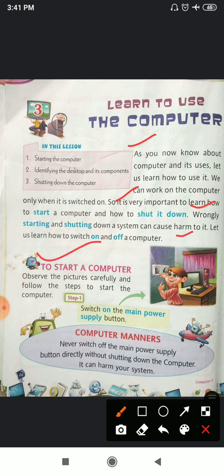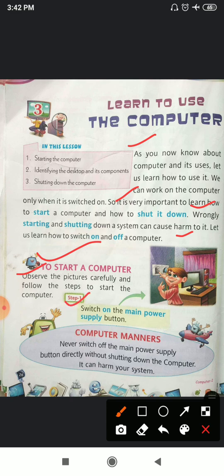So let us learn how to switch on and off a computer. First of all, to start a computer. So first of all, I'm going to tell you the steps how to start a computer. So what you all have to do, students, is observe the picture carefully and follow the steps to start the computer. Right, I told you so many times, students, that your book of computer is very good. What you all need to do is observe the pictures which are given in your book and the steps your ma'am is teaching you. So now also, just notice the pictures given in your book and listen to me carefully to the steps which I am teaching you now. So first of all, I'll teach you the steps how to start a computer.